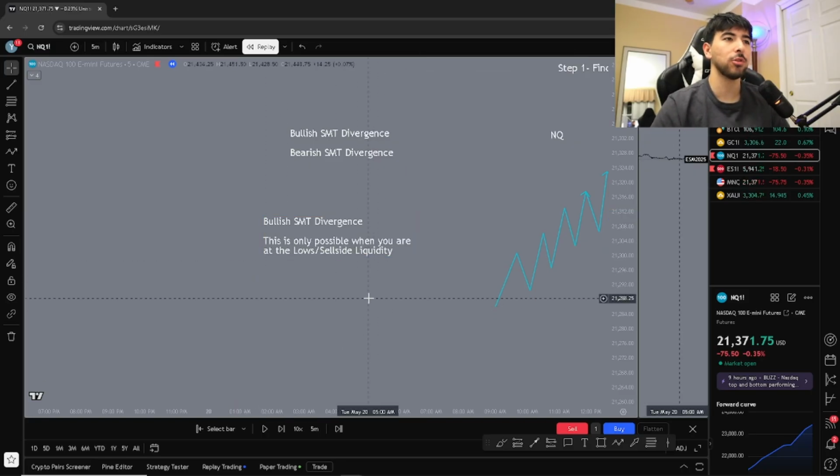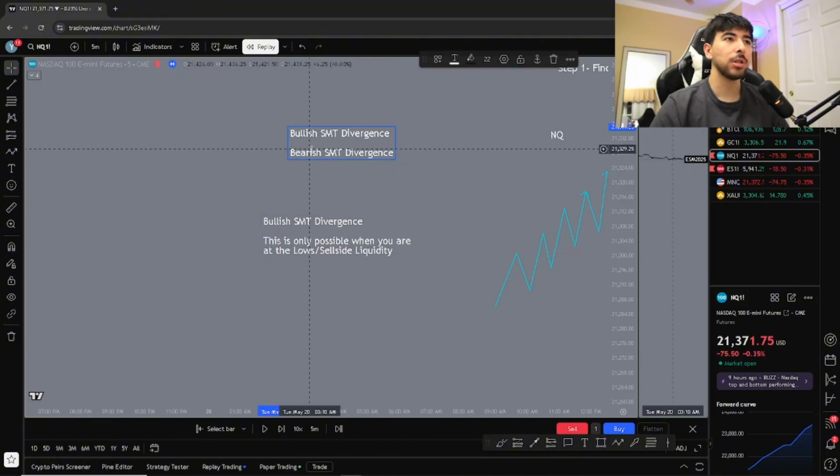So you guys, I want you to note this down. A bullish SMT divergence can only happen at the lows and at the sell side liquidity. I know it's kind of the opposite, right? You have bullish in the name, but you're at the lows, at the bearish side. You're on prices down. So now, what do you think when we have a bearish SMT divergence?